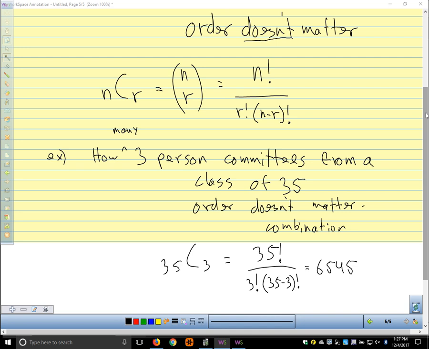Permutations and combinations are the more common counting techniques that we're going to use when we get to probability. And we need to count in order to find probabilities. All right, questions?